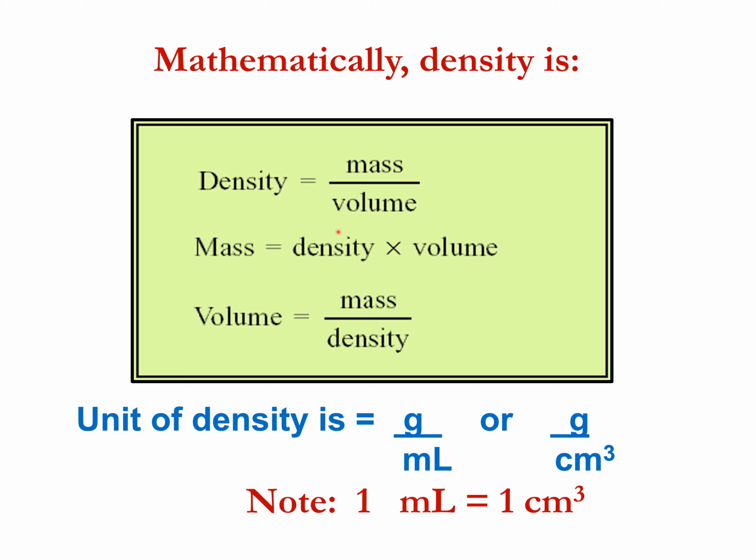And also we can calculate volume using the formula volume equal to mass divided by density. All these are derived from the first formula for density. So we derive this mass formula from the density formula, and we derived the volume formula from the density formula as well. So the unit of density is gram per milliliter or gram per cm cube. And it is important to note that 1 milliliter is equal to 1 cm cube.